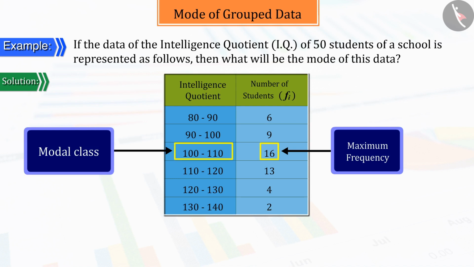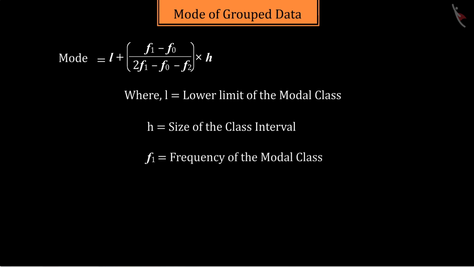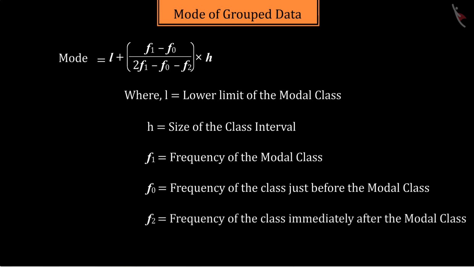Mode is a value inside the modal class that can be obtained by the following formula, where L is equal to the lower limit of the modal class. H is the size of the class interval. F1 is the frequency of the modal class. F0 is the frequency of the class just before the modal class. And F2 is the frequency of the class immediately after the modal class.